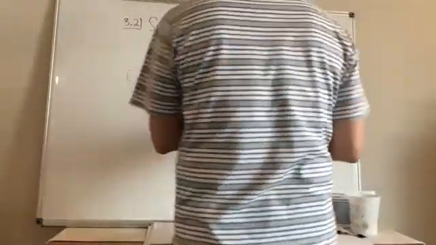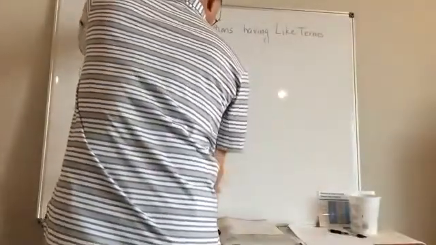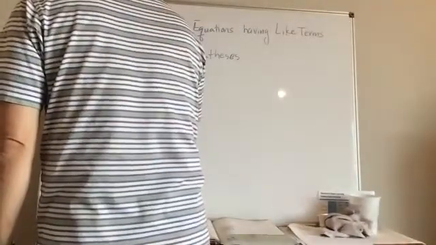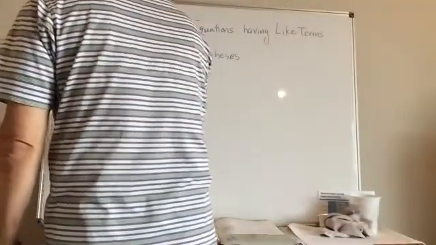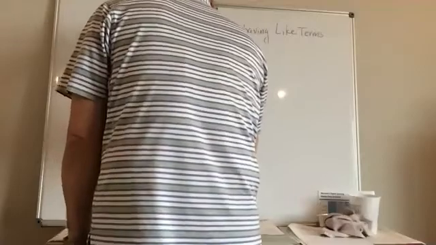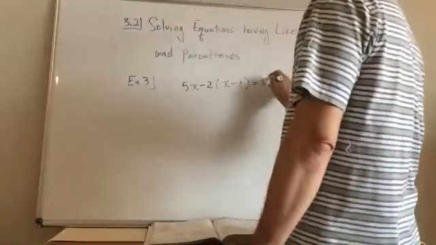All right, let's do number 3, example number 3. As you can see, these are a little more complicated, right? There are several hoops you have to jump through, but again, you just have to take your time and persevere through, okay? There's no real shortcut here. So example number 3 is 5x minus 2 times x minus 1 is equal to 8.